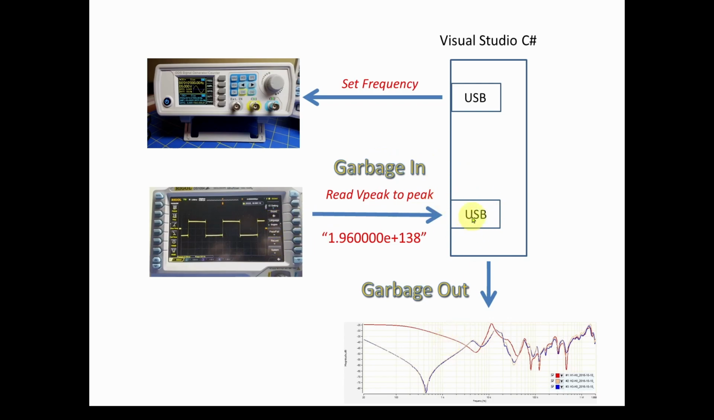For example, in doing our frequency response analysis, you will see down here a string that I actually received. The string that I got from the scope was supposedly representing the peak-to-peak voltage, and said it was 1.96 e to the 138th power, which means it was 196 gazillion volts, right? So clearly that's wrong. And if you're going to let that data go through in your analysis, you're going to get garbage output.